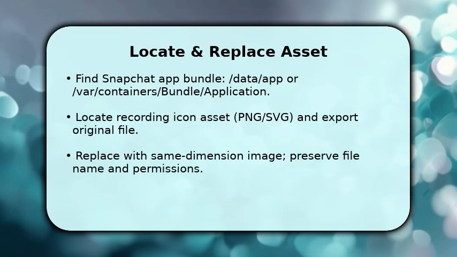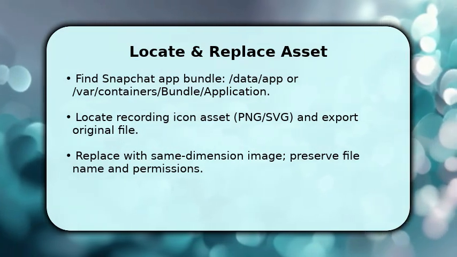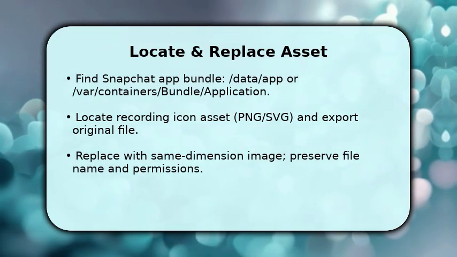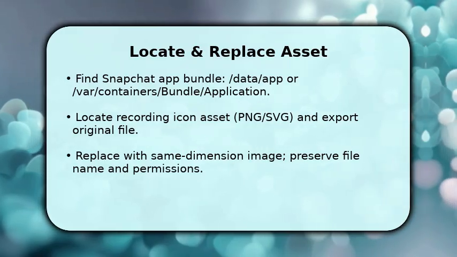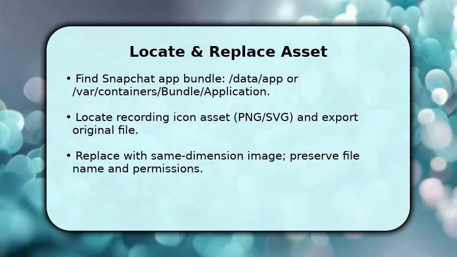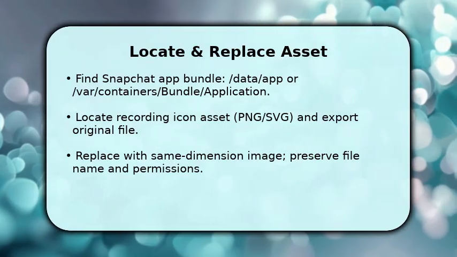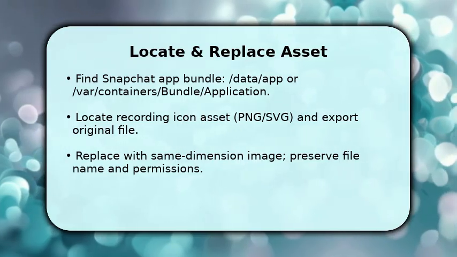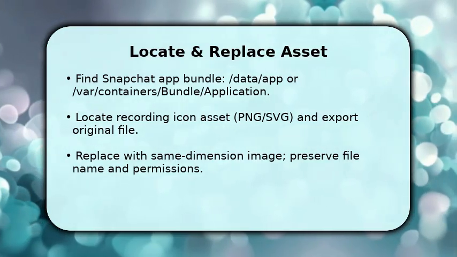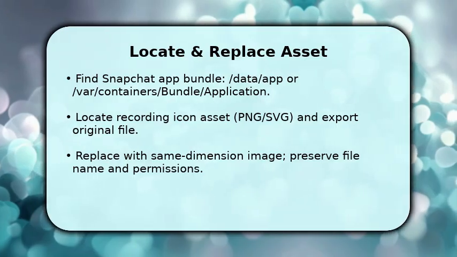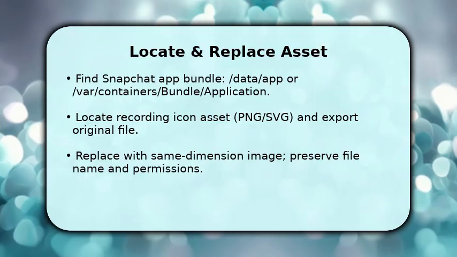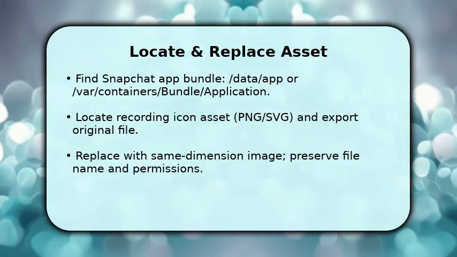Now you'll locate and swap the actual icon file inside Snapchat's bundle. Use your file manager to open the app folder and find the recording icon image asset, typically a PNG or vector inside the resources or assets folder. Export the original so you can revert, then copy in your replacement that matches dimensions and format. Once replaced, set file ownership and permissions to match the original. This ensures Snapchat can read the file without crashing.